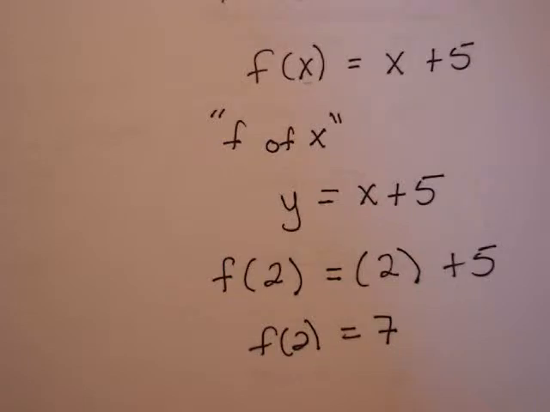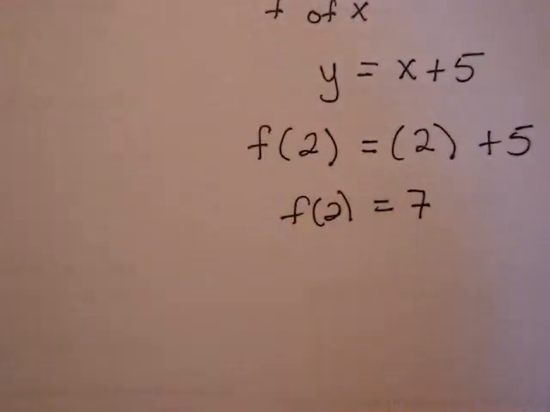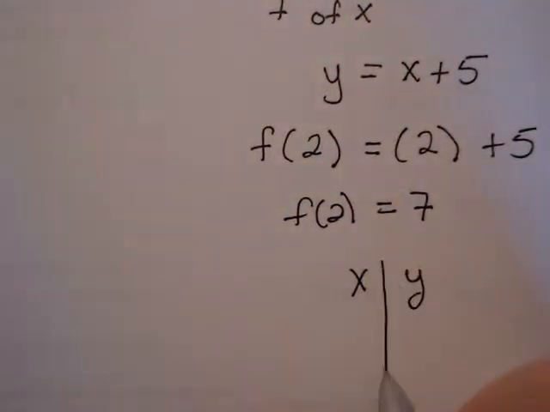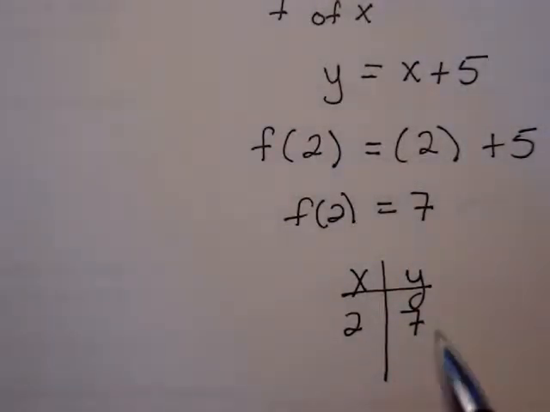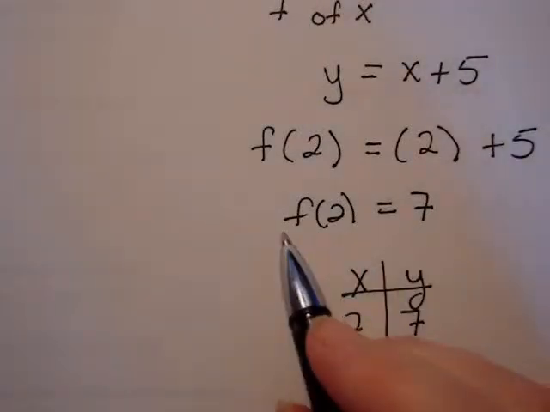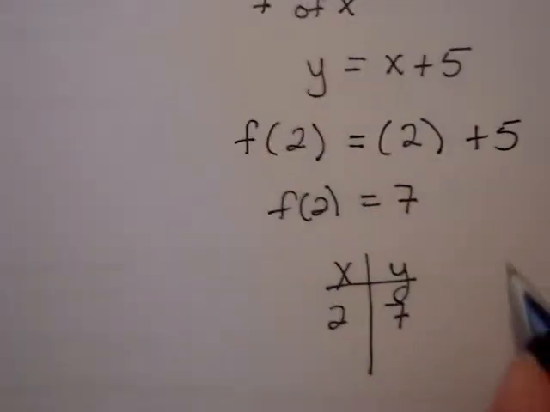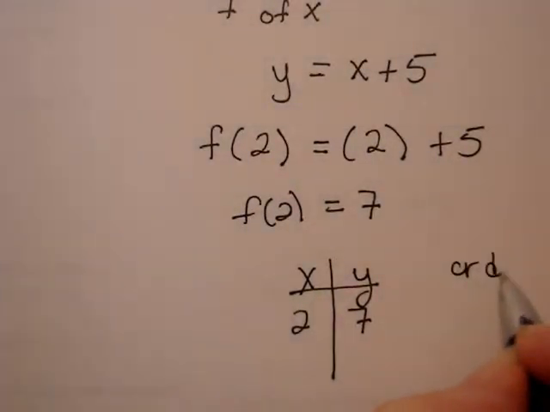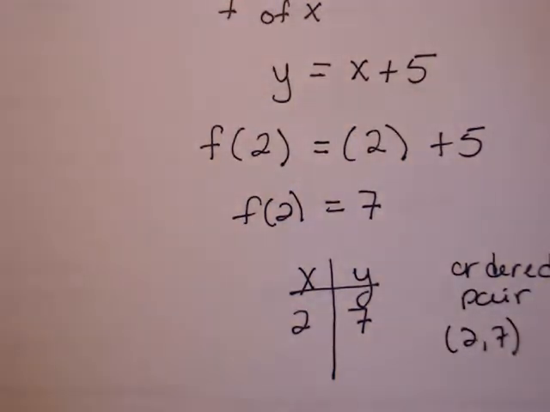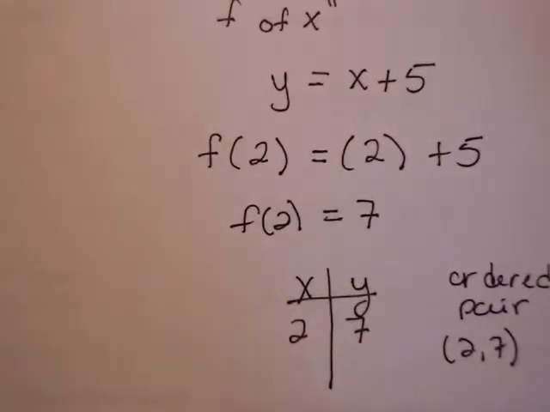Now this new notation means that if I were making an xy table, when x is 2, y is 7. That's what this notation means. So f of 2 equals 7 just means when x equals 2, y equals 7 in a table, or I could write an ordered pair of 2, 7. And that is the point that I would plot if I were graphing this. That's all it means. It's just new notation for something that you are already familiar with. Okay, so let's go back and do number 12.